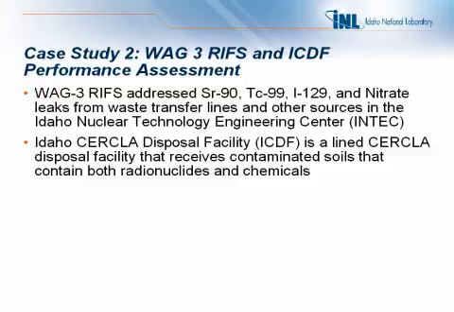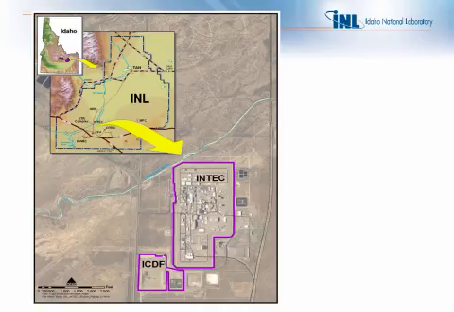CERCLA Disposal Facility (ICDF) PA is located in that general vicinity, and it basically is a lined CERCLA facility that receives contaminated soils containing both radionuclides and chemicals. INTEC's up here. The main part of WAG-3 was up here, in the northern part of it. ICDF is down here. This is a lined facility with a leachate collection system.